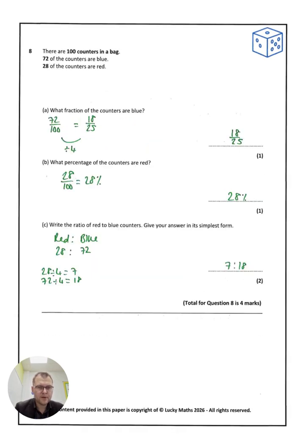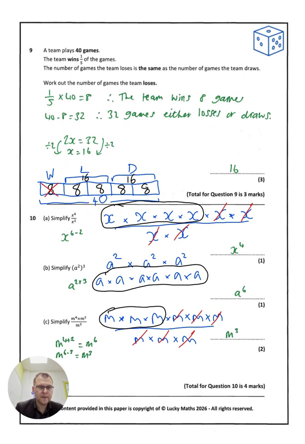Okay, this page is just fractions, percentages, and ratios, so I've not chosen to do any extra modelling. But for question 9, a fifth, so again, it's fractions. Team wins a fifth of the games, so by drawing 5 boxes there, I've been able to show that 40 divided by 5 is 8. The team wins, therefore, 8 games.